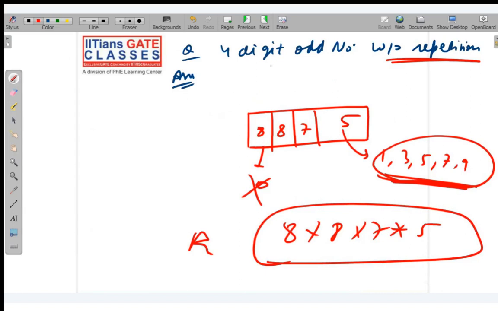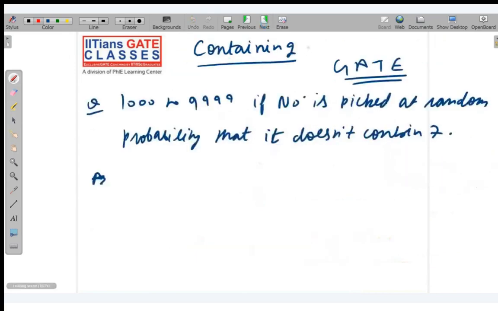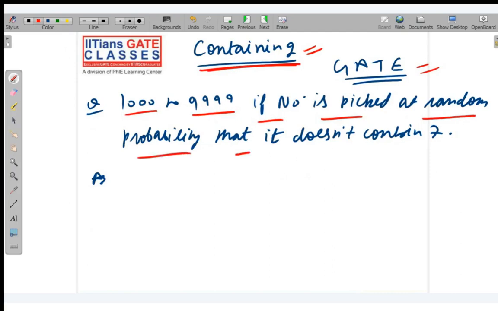Okay. Next is containing something. Okay, next constraint is containing. So this is a GATE question. So what they are asking, 1000 to 9999, if number is picked at random, probability that it does not contain 7. What will be the answer now? So obviously same box method. So directly, indirectly what they are saying is 1000 to 9999, that is nothing but your 4-digit number only. So they are talking about 4-digit number only.